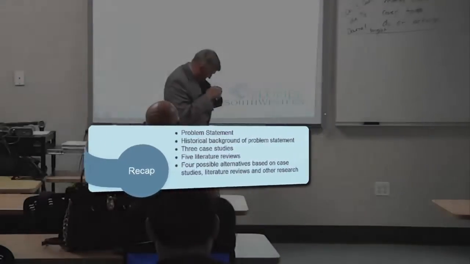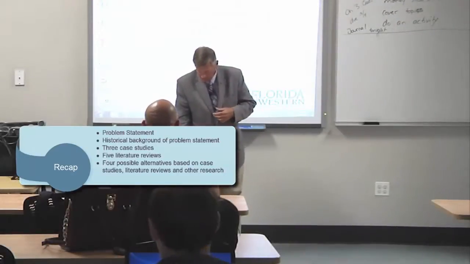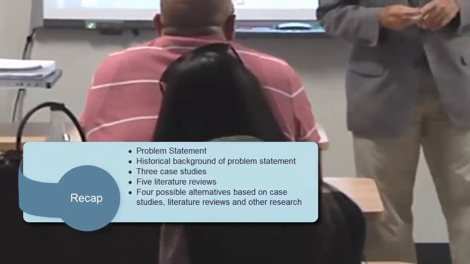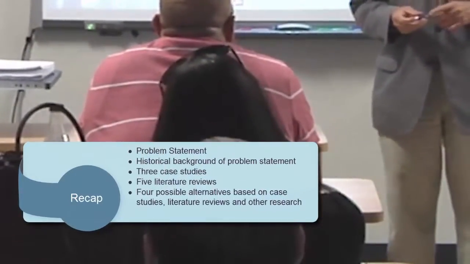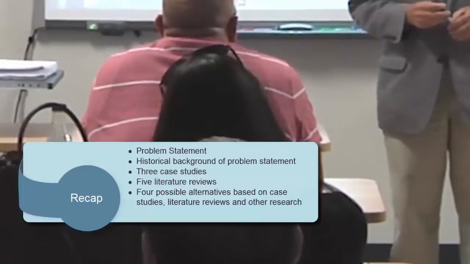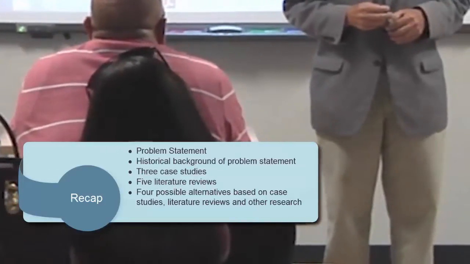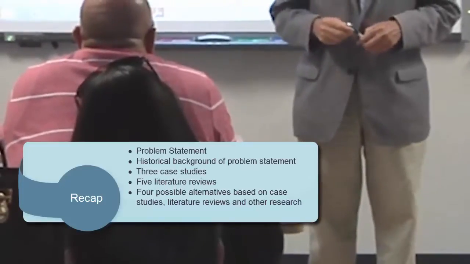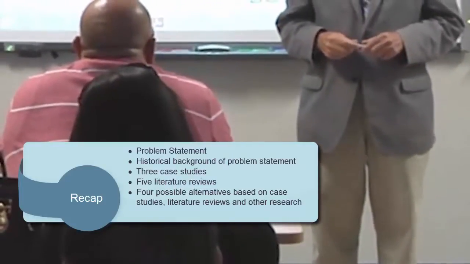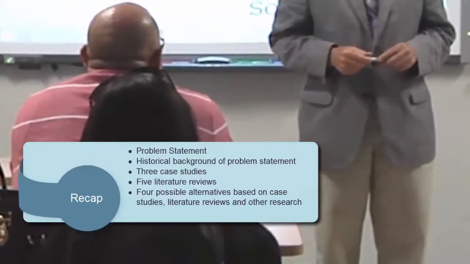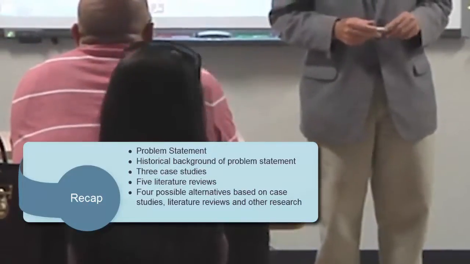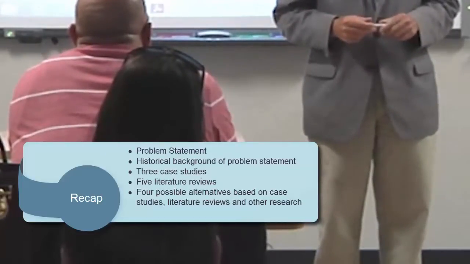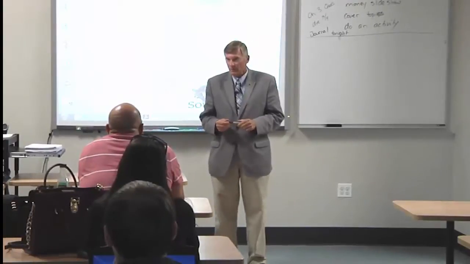A quick recap of where we should be. We got your problem statement. You did your historical background of that problem statement. You did your 3 case studies. You did your 5 literature reviews. And as of last week, you turned in your 4 possible alternatives based on those case studies and literature reviews and any other research you put together that you wanted to use to develop those 4 potential alternatives.